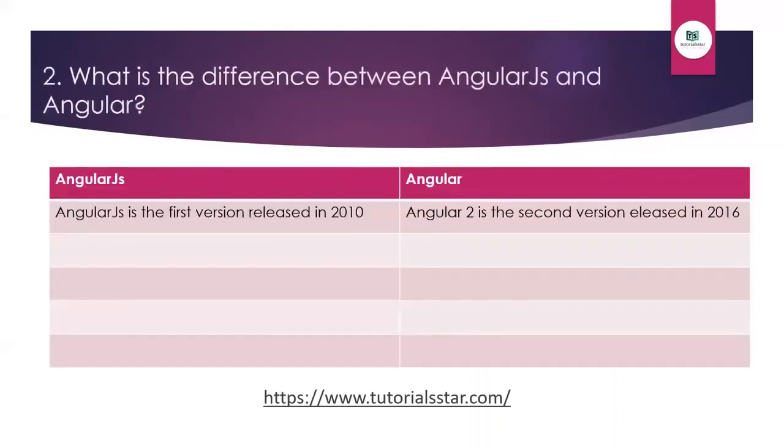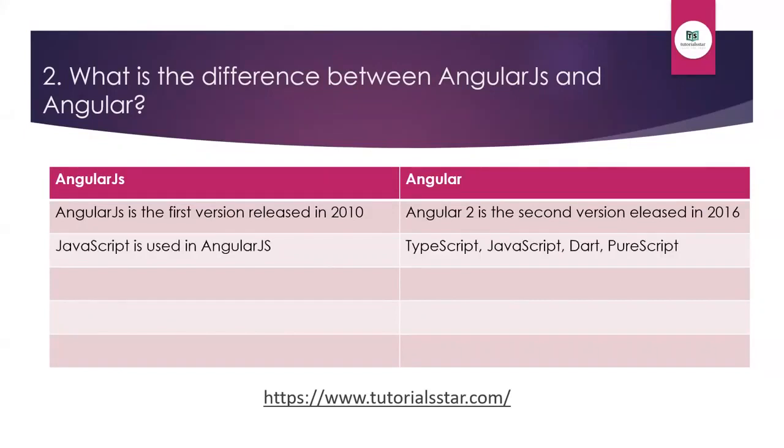So the second question is, what is the difference between AngularJS and the Angular version? Let's understand the difference by feature. First, we see the version. AngularJS is the first version, which was released in 2010, and Angular 2 is the second version, which was released in 2016. Next feature is language. AngularJS uses the JavaScript library, whereas Angular 2 uses TypeScript, JavaScript, Dart, PureScript, etc. So it has more language support.